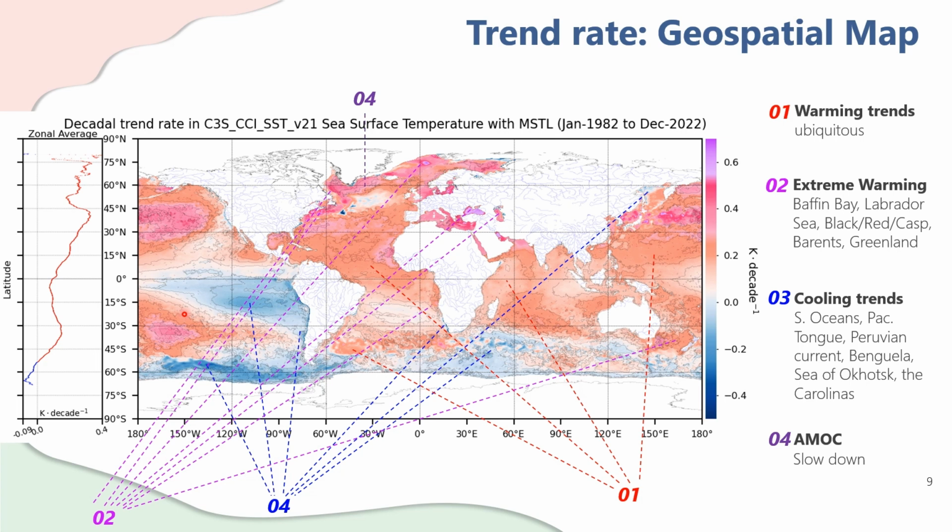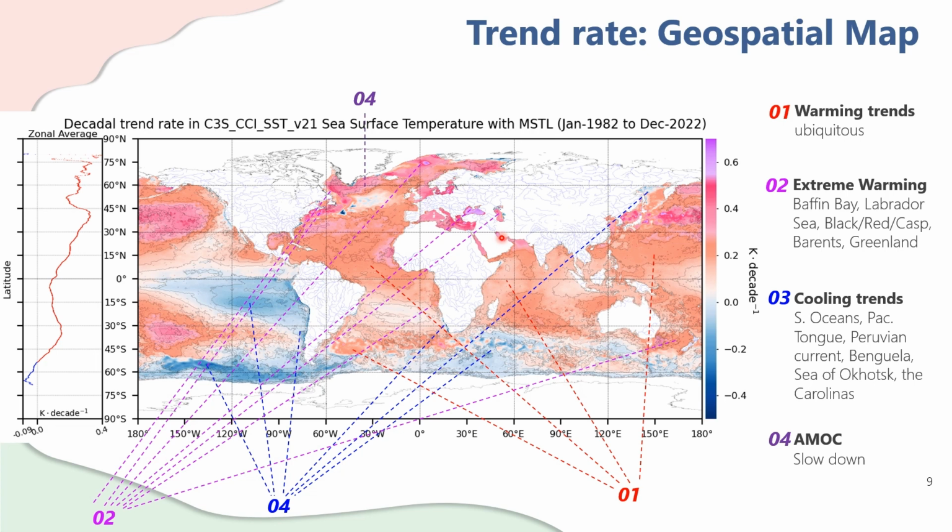Let me highlight some of the key findings, starting with the warming trends. Warming trends are ubiquitous, with some regions experiencing extreme warming exceeding 0.4 Kelvin per decade. The notable hotspots include North Atlantic, the Arctic, the Mediterranean, Black Sea, Red Sea, the Caspian Sea, and also the Persian Gulf.